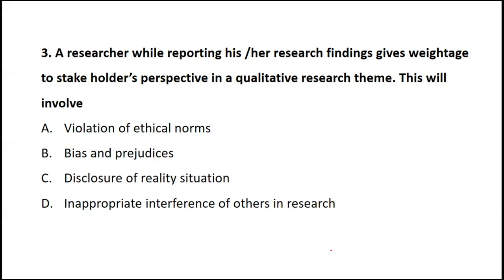So here, what the stakeholders, it is very clear. Weightage is given to stakeholders. Stakeholders means the people who are related or a part of a research, directly or indirectly. So what will it be called? In such a case, it will be called disclosure of reality. We are talking about perspective, no? So it is nothing but what is called the disclosure of reality situation.